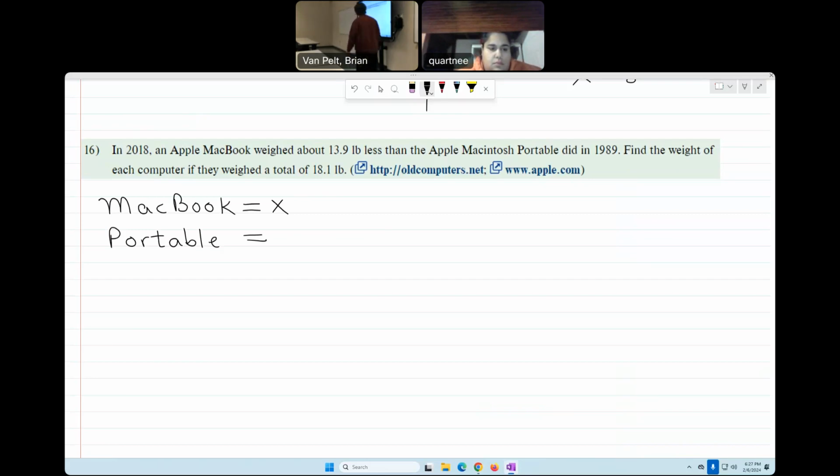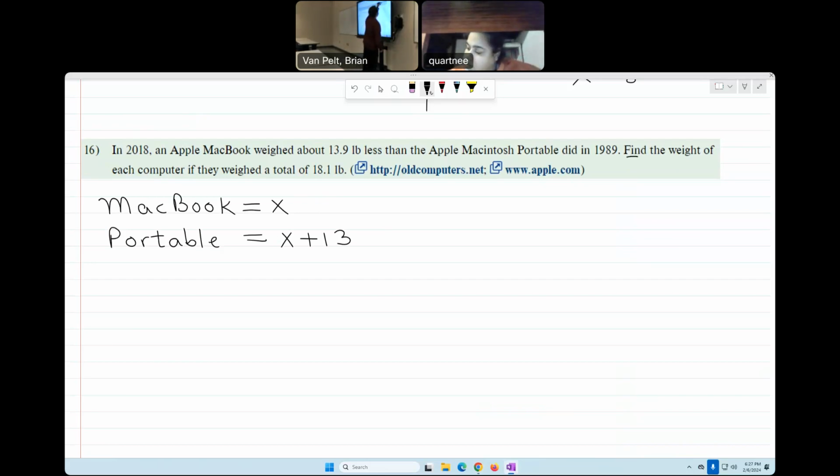X minus 13.9. See, the MacBook weighed 13.9 pounds less than the portable. Oh, and this should be X plus 13.9, right? Yeah, that's what I'm saying. If you choose this to be X, this has to be X plus 13.9. If you choose this to be X, then that has to be X minus 13.9. But you do have options, so they don't have to be done this way. Now, find the weight of each computer if they weigh a total of, mean, sum, right?